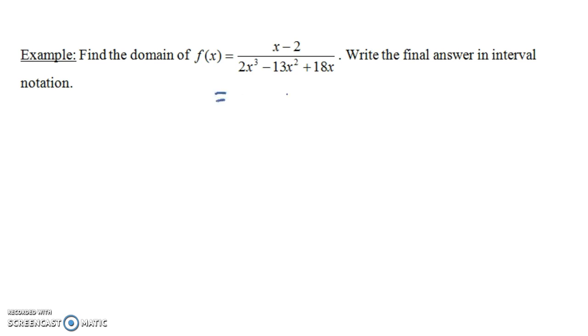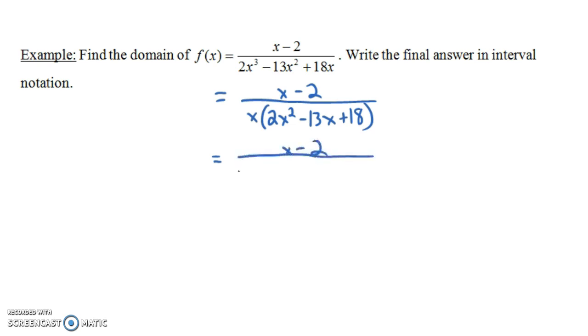Okay, again, we're going to have to factor the denominator. When we factor things, we notice that we have an x in all three terms, so we can write this as x times 2x squared minus 13x plus 18. Then we'll have to factor that quadratic expression inside the parentheses.